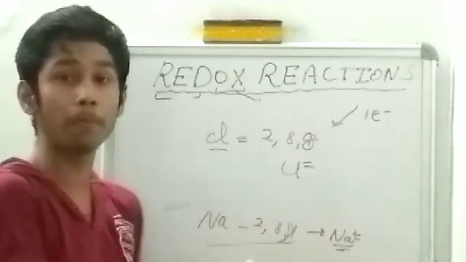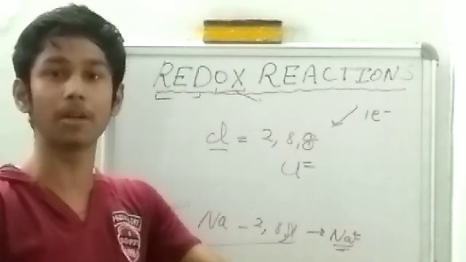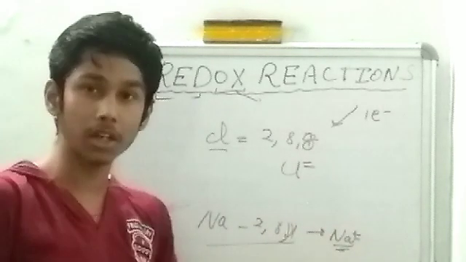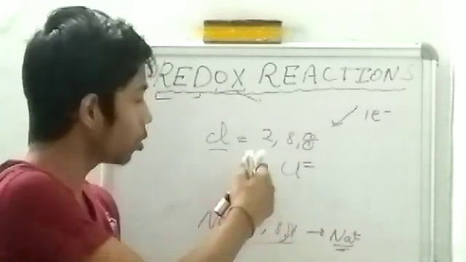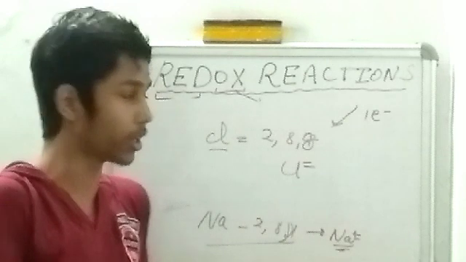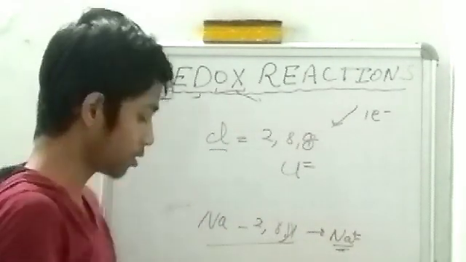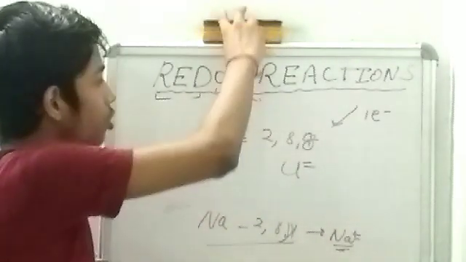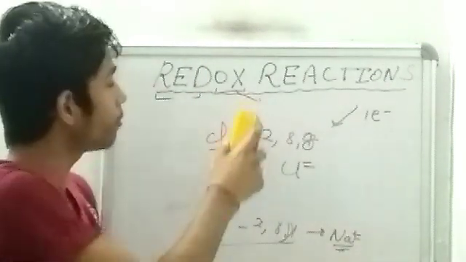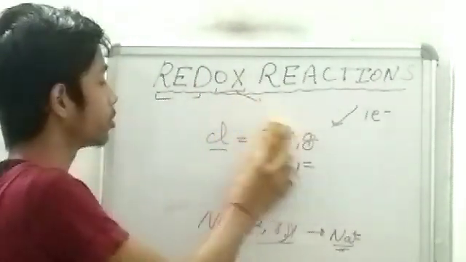So Na has a positive charge because it has donated something. It has done a good job. It has donated something. But chlorine has taken something. Okay, so it is negative, right? So now let's talk about the relationship of oxidation number with redox reaction.